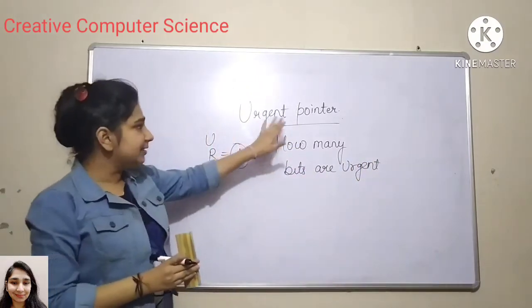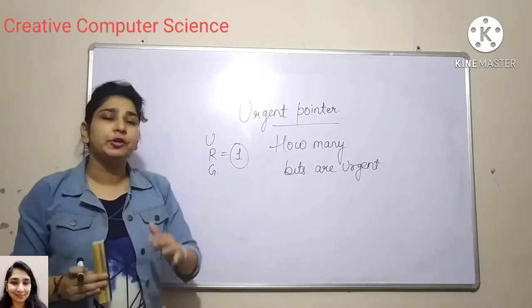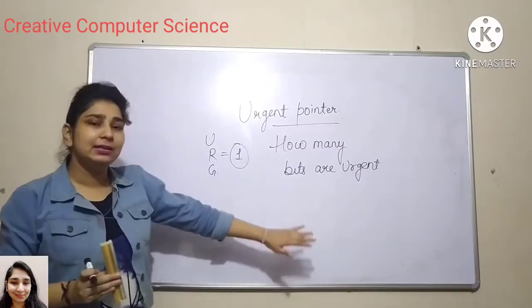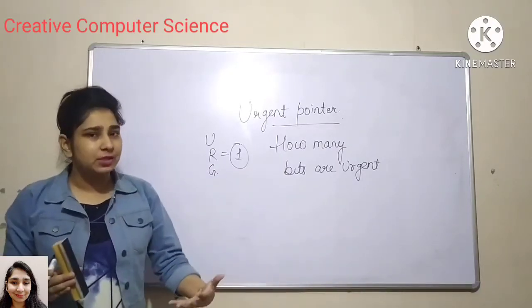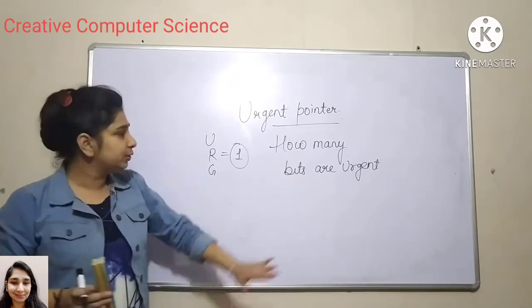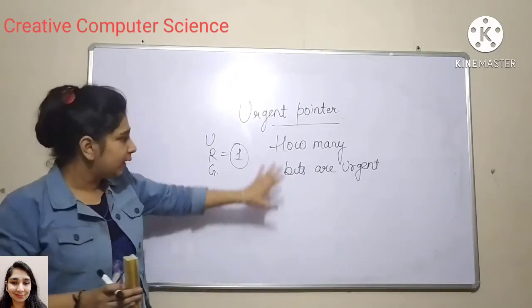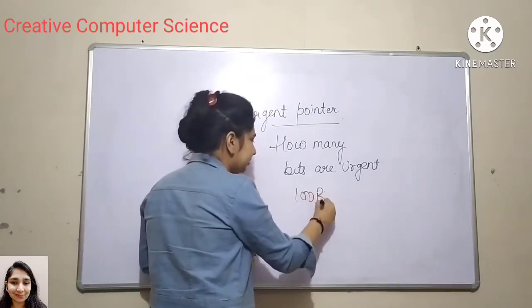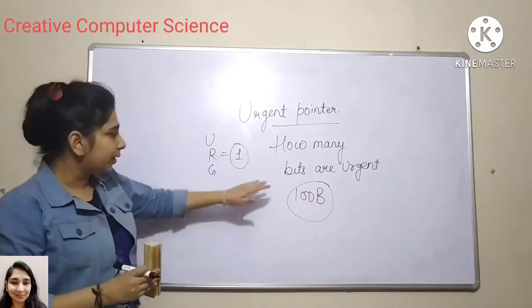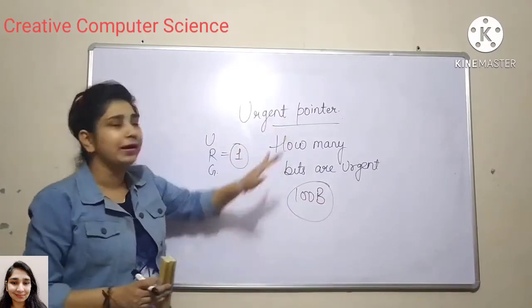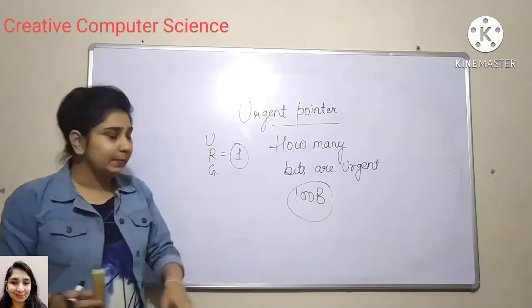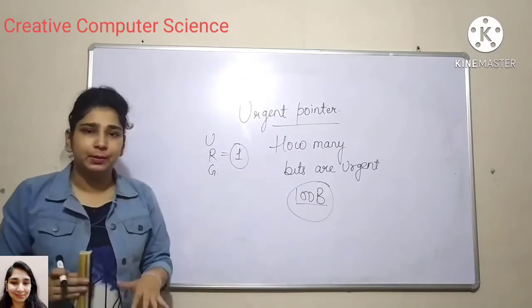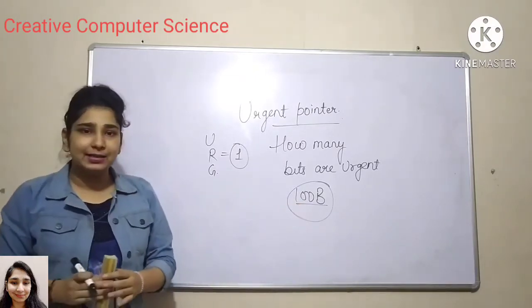So urgent pointer says how many bytes of your message are urgent, which you want to be reached at the highest priority to the destination. So it tells the total number of bytes of data which is urgent. Let's suppose you store the value 100 in the urgent pointer field. What does it mean? It means that 100 bytes of your data is urgent.